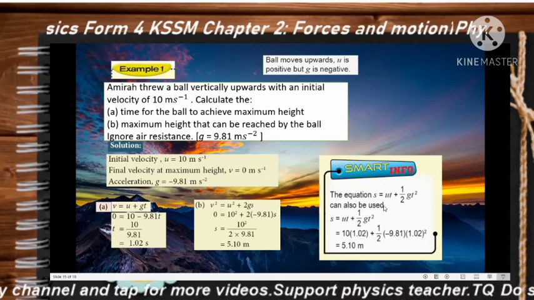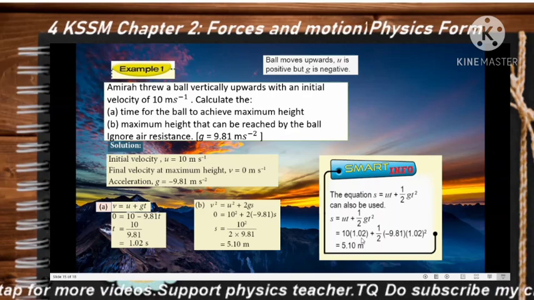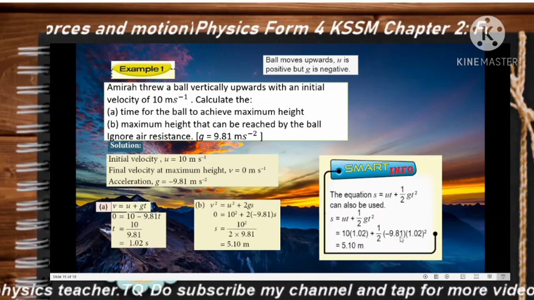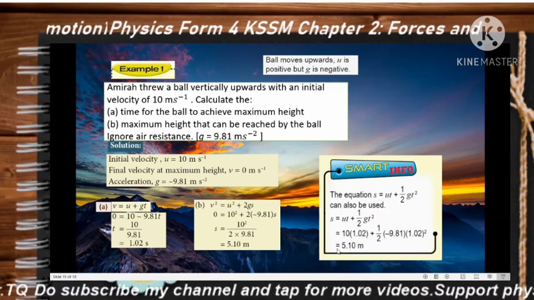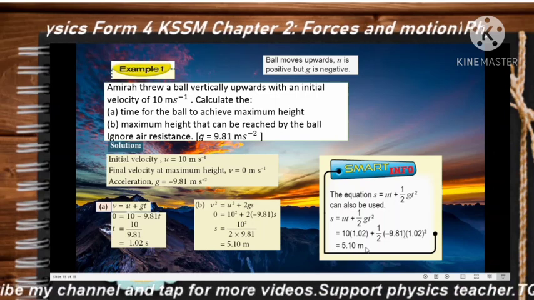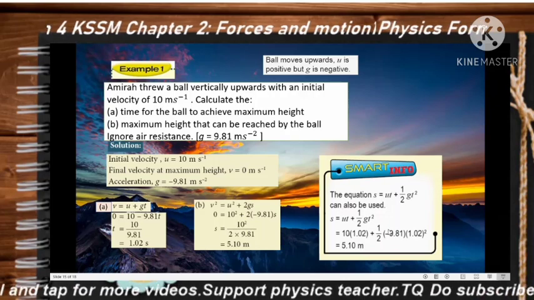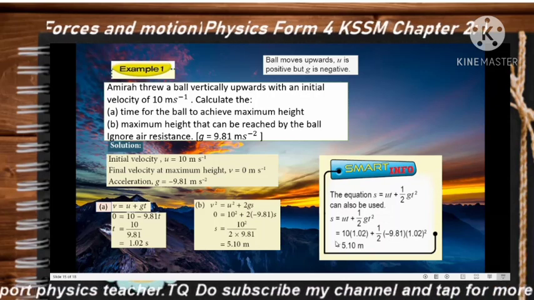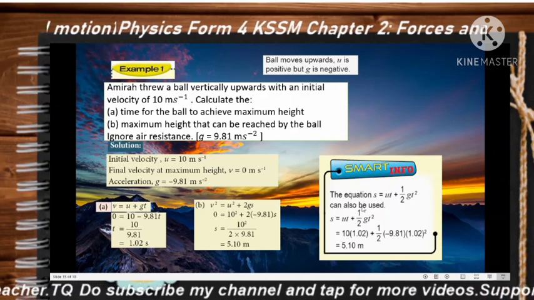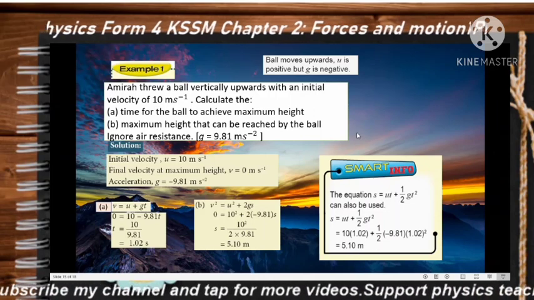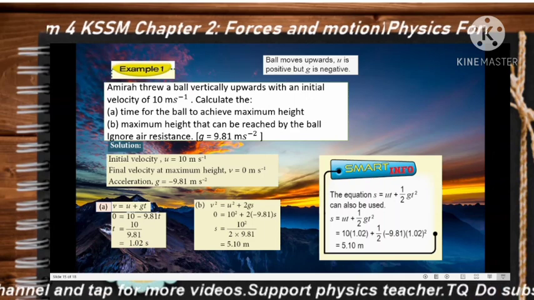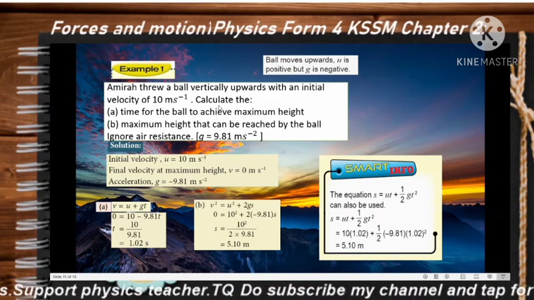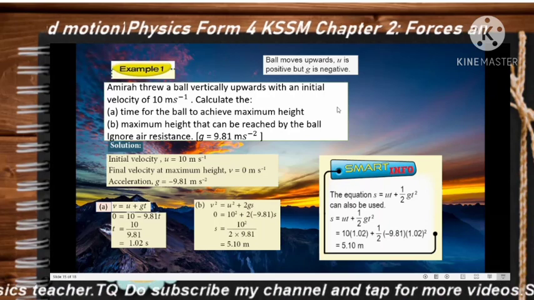Okay, you have the value of u, then you have the value of t from here. And then g is negative 9.81. Then you get the same answer, 5.10 meter. If you don't put the negative sign, the answer will be different. So make sure you understand the concept of free fall and the direction that you need to use for g in the case of vertically upwards.